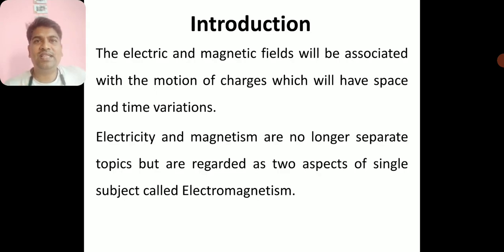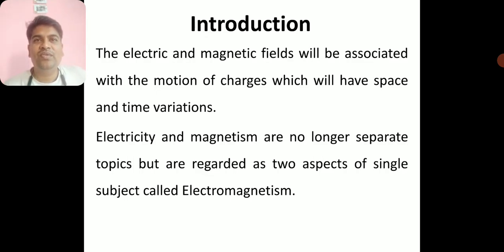And Maxwell says that electromagnetic waves travel with the speed of light. So I mean to say that light and electromagnetic waves are in no way different. Light is an electromagnetic wave because light and the electromagnetic wave both travel with the same velocity.